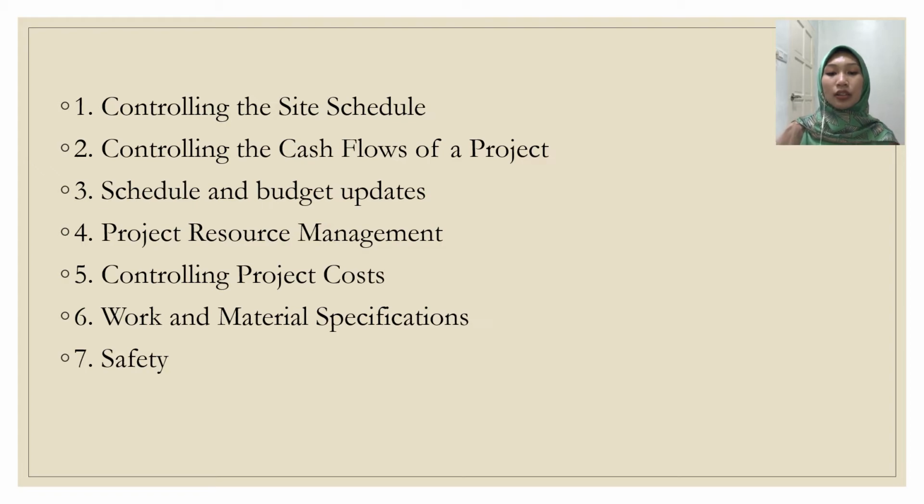Okay, number 6, works and material specification. Work quality specifications are an important aspect of facility design. Part of the documents required to define a facility are specifications of required quality and components. This documentation usually includes any unique features of the facility design as well as references to industry standard specifications to be followed during construction. And the last one is safety.